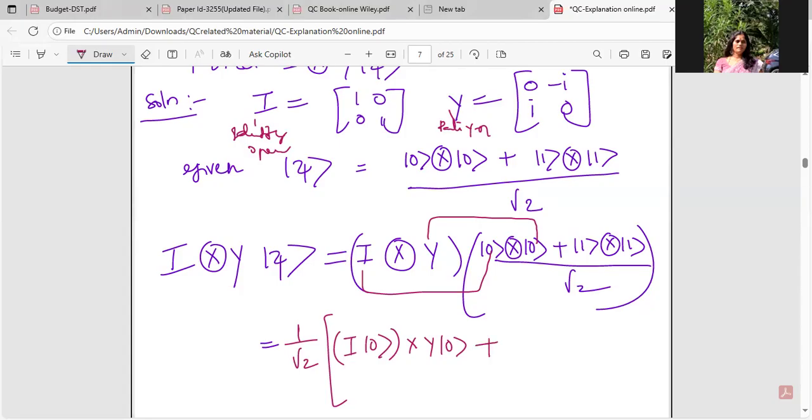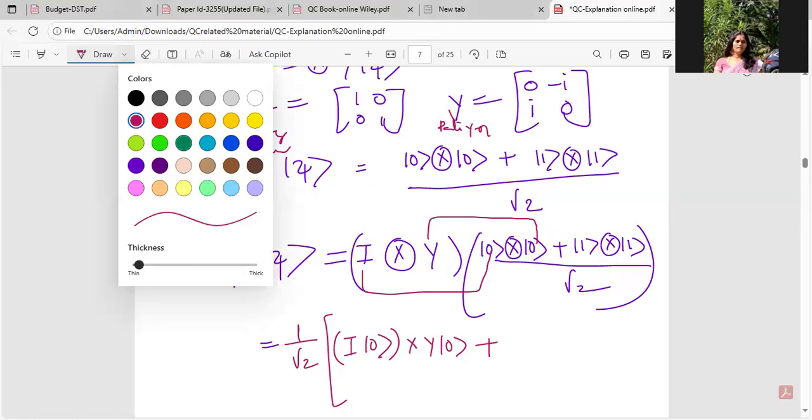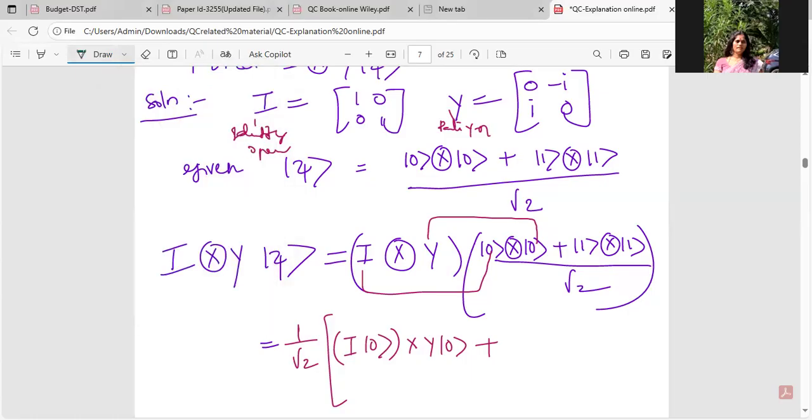Similarly, with the second one as well. The first one goes with the first, and the second one goes with the second. So there's a plus sign: I tensor product of ket 1, tensor product of Y tensor product of ket 1.